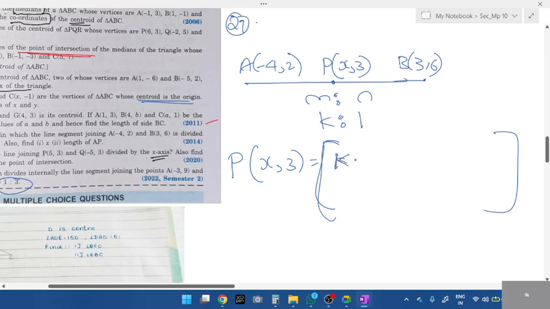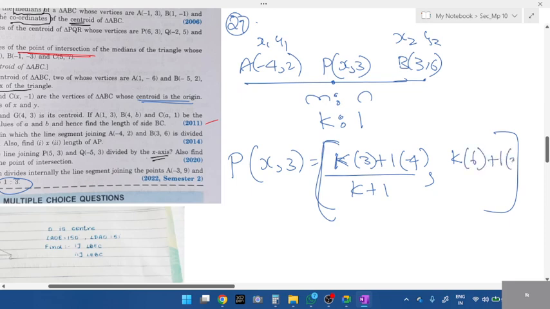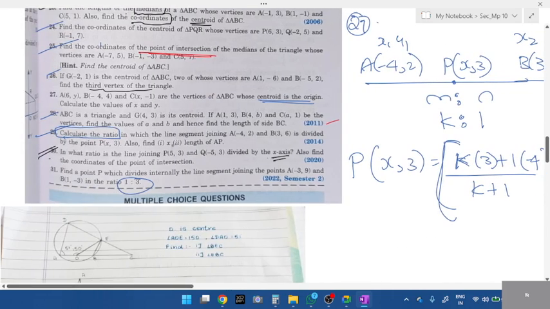K into what is X2? 3 into, plus N is 1. N into what is minus 4, divided by K plus 1. Very good. 1 into 2 divided by K plus 1. What do we need to find here, students? Find the value of X.